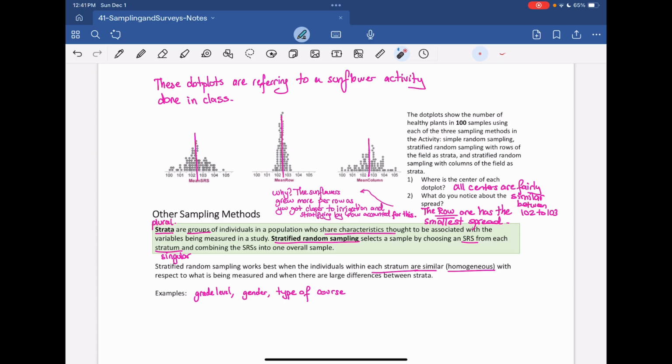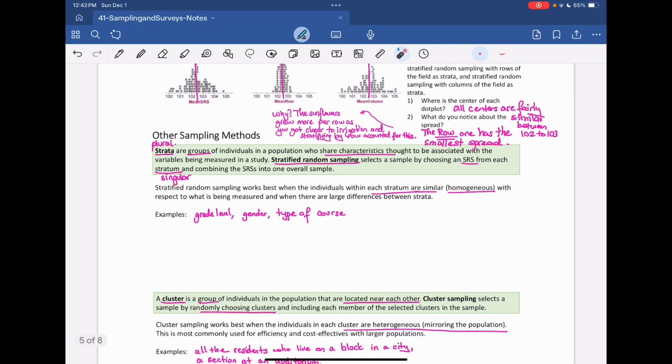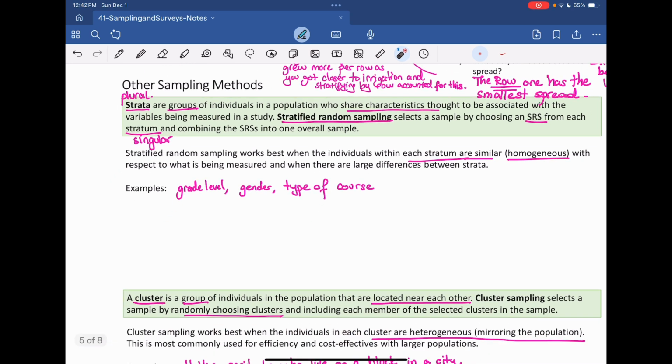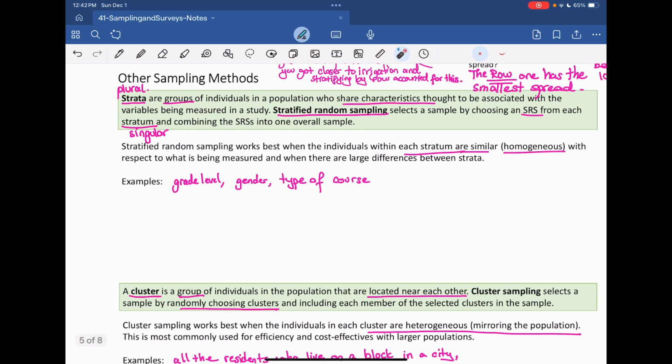That was the point. The point is grouping by row gave us better results because it's not only the center accurate, but its spread is also very small. We want that. It's closer to the truth. All these numbers were closer to the truth than these were. So sometimes grouping and then choosing from each group randomly is a better option.